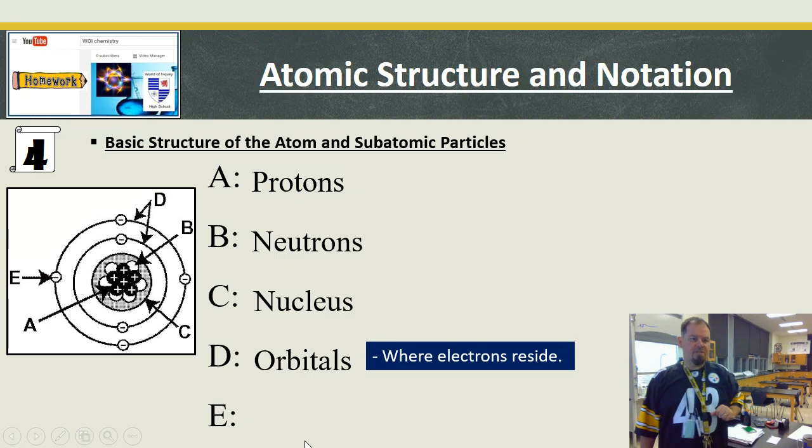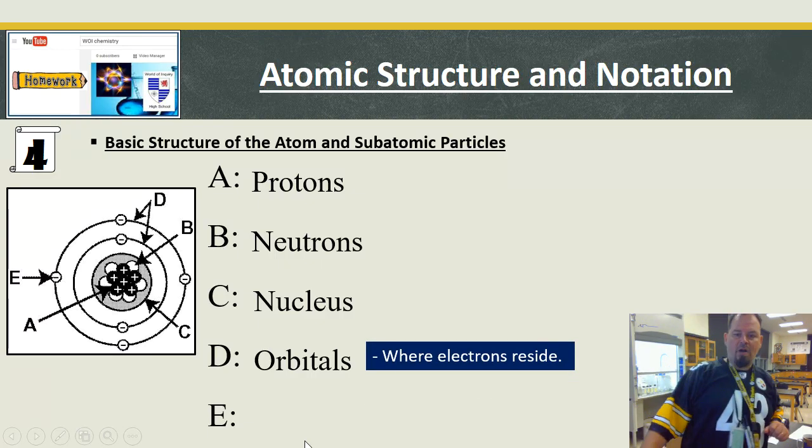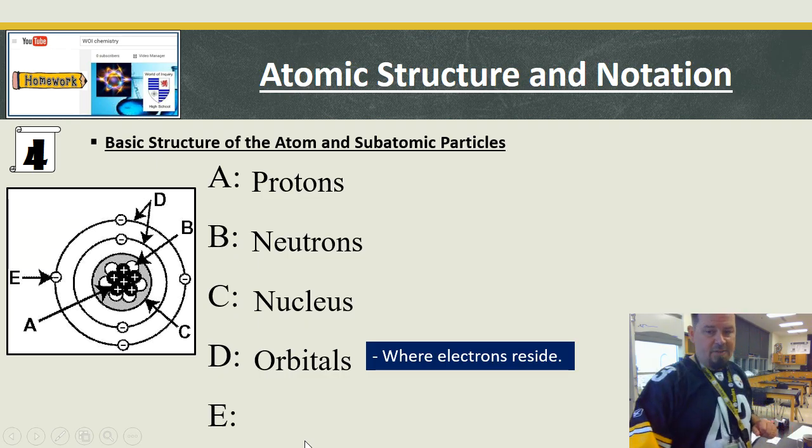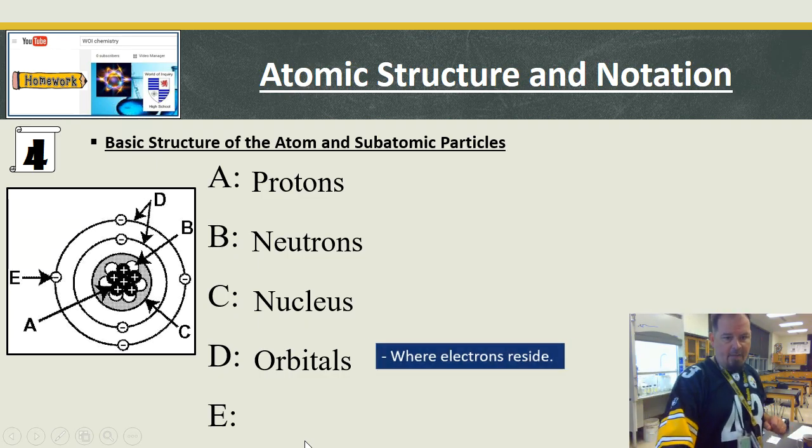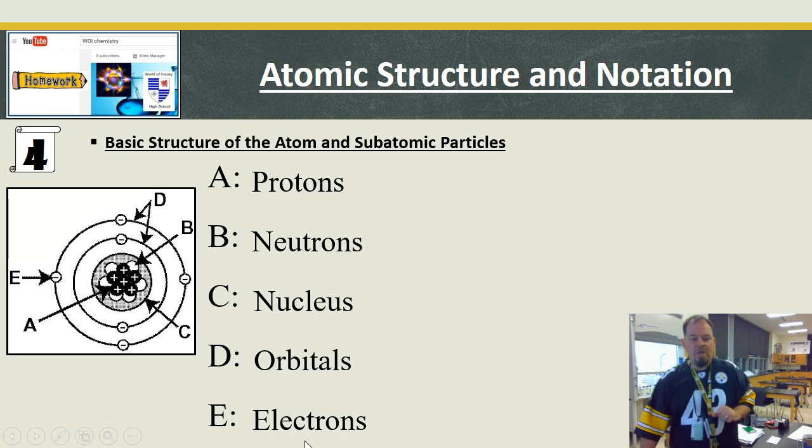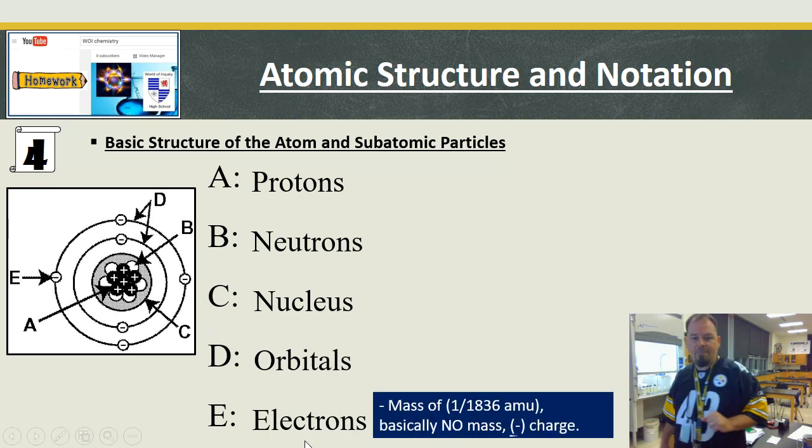Orbitals. Letter D is pointing towards the orbitals. This is where electrons are located or reside. You can write located, and I'll take that. Okay, especially if you're listening. Now, electrons, this is where life gets complicated. You can say they have no mass, and I'm okay with that.